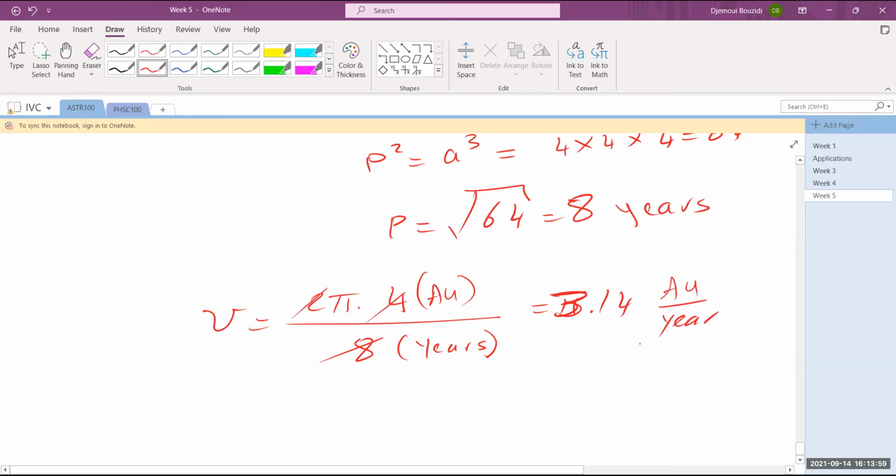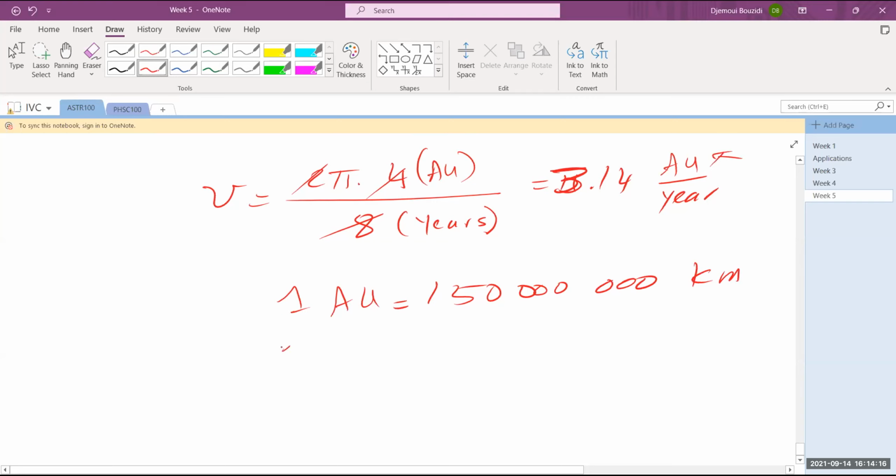But that's not what they asked me. They asked me for kilometers per second. I know 1 astronomical unit, and this is part of the quiz, by the way, is 150 million kilometers. So that fixes this unit. I need to know the year. Well, 1 year is 365 days. Every day has 24 hours. Every hour is made up of 60 minutes, and every minute is made up of 60 seconds.